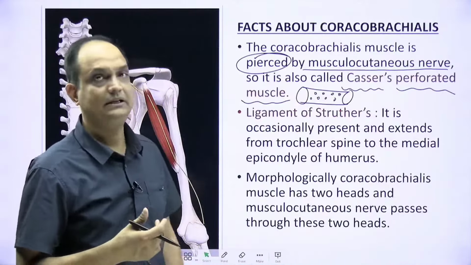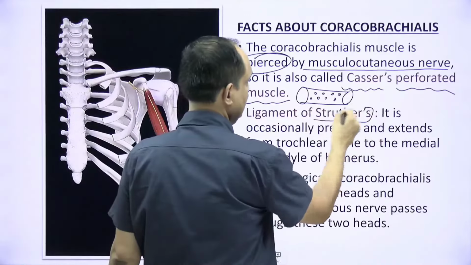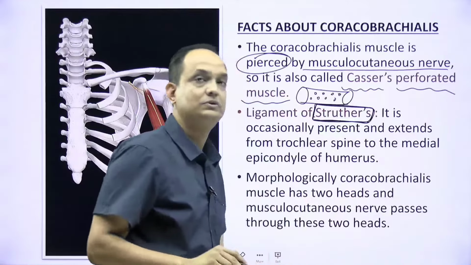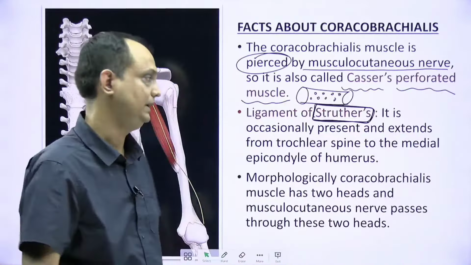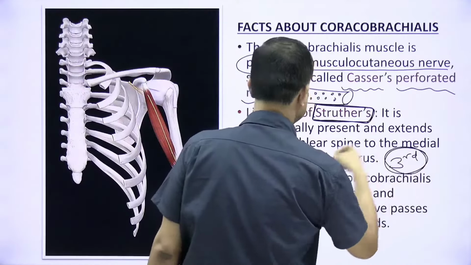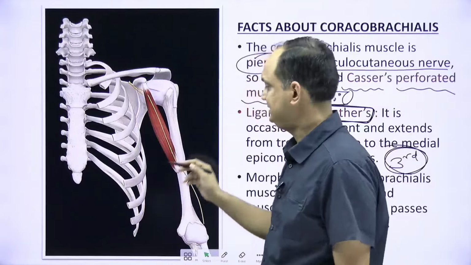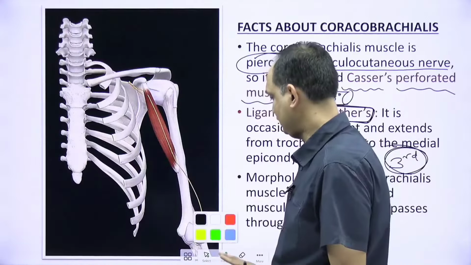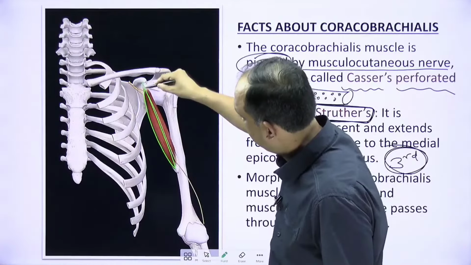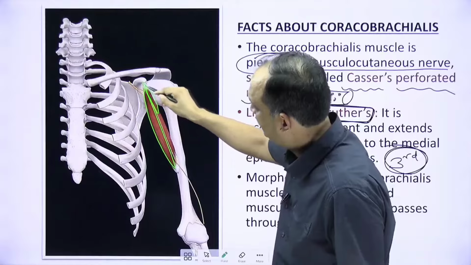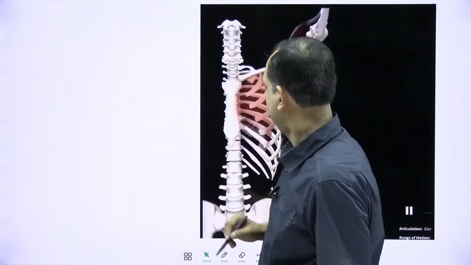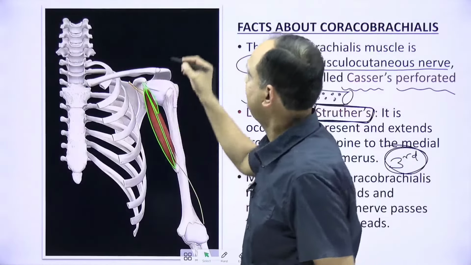Now, the second important thing is the ligament of Struthers. This ligament of Struthers is sometimes known as the third head of coracobrachialis. What is that? When you look at the coracobrachialis, it is said that there are two heads of coracobrachialis. This is the one head and this is the other head. These two heads arise from one point and the nerve passes between the two heads.